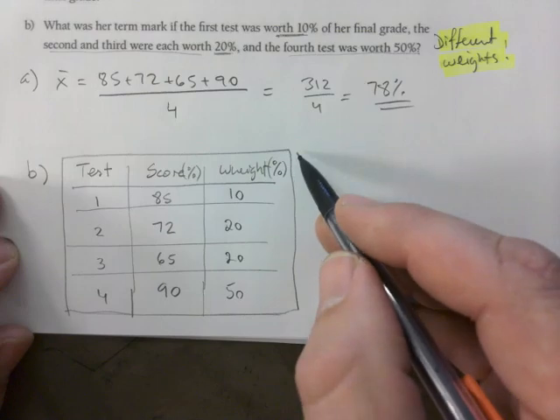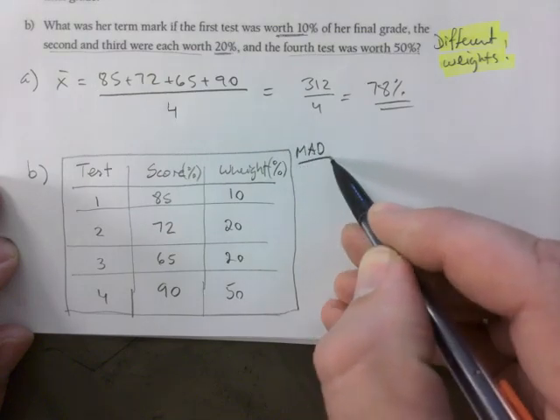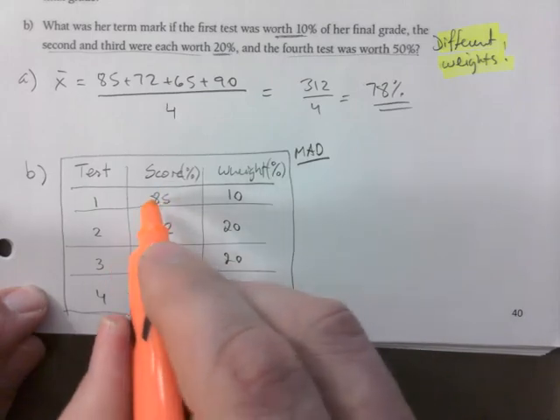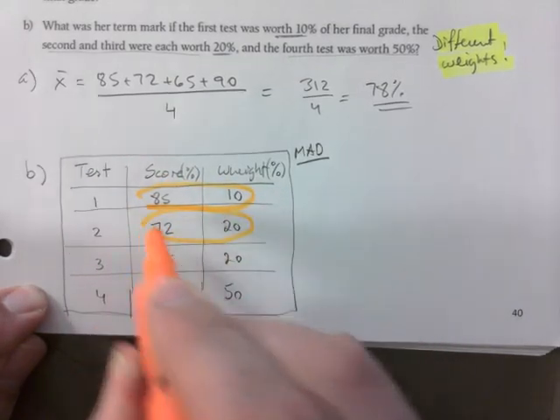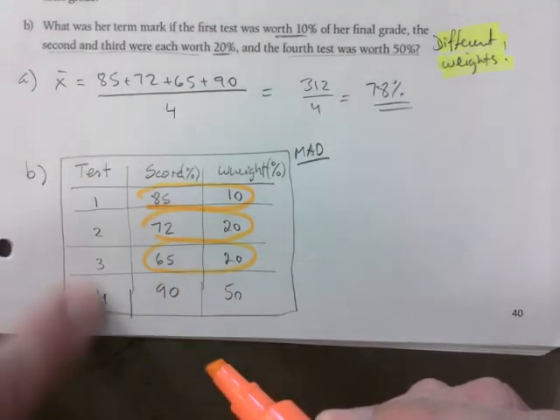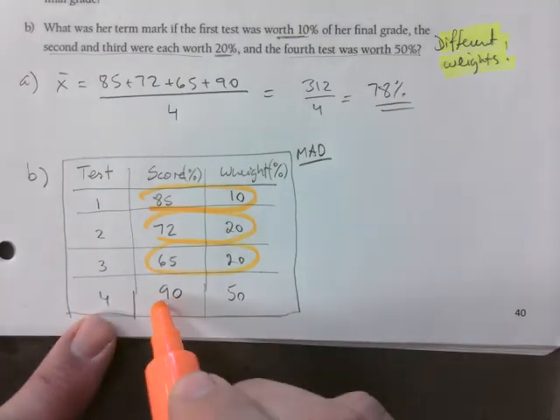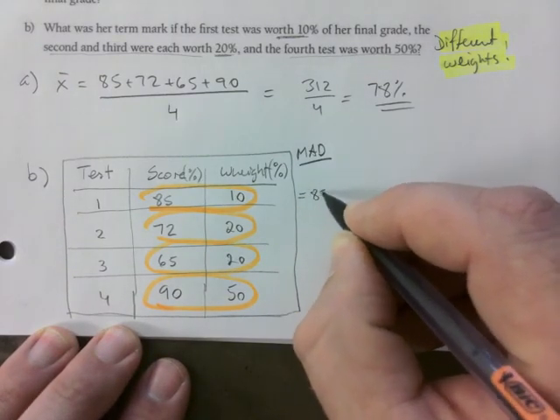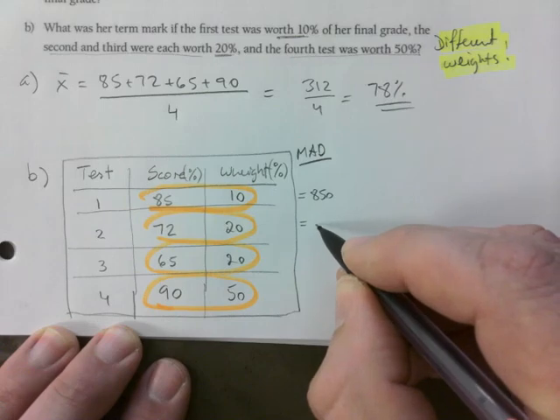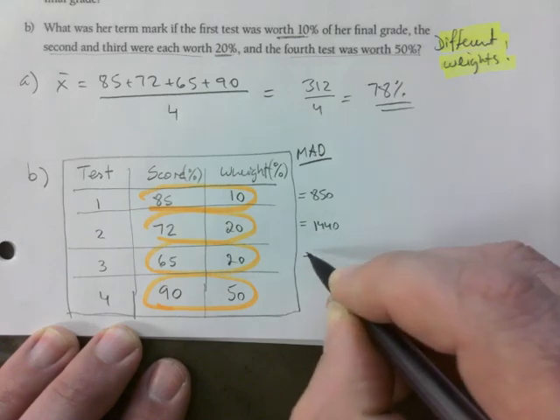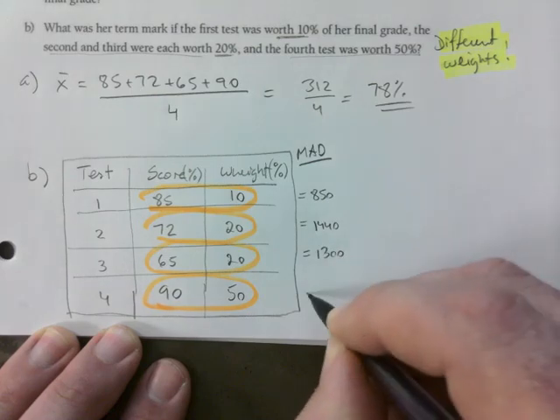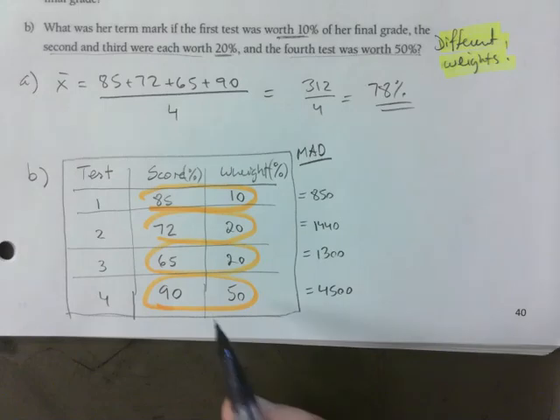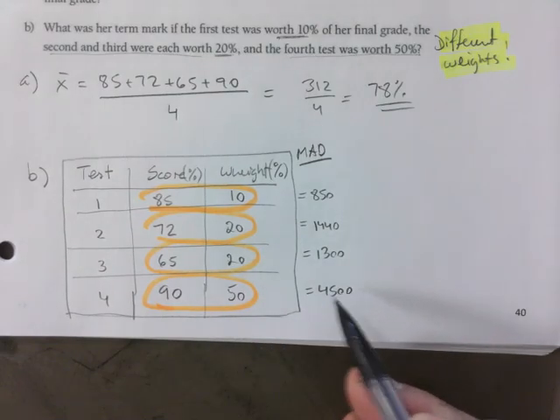So let's do our calculation. Don't get mad. Okay. So we multiply. Don't be fooled by this test number here. They just represent that there are 4 different tests. So multiply that out. That's 850. This is 1440. This is 1300. And the last one is 4500. You can tell that the last test has made the biggest impact because it was weighted the most.